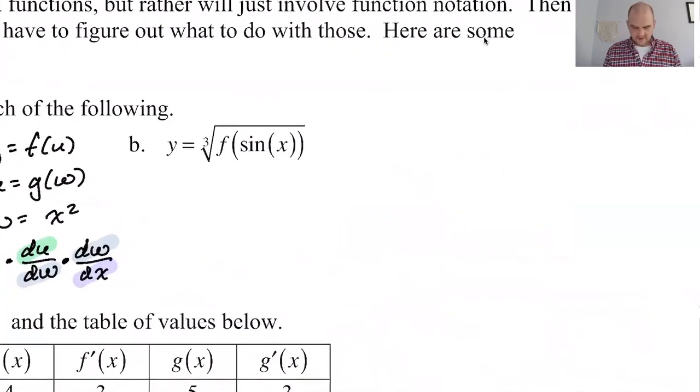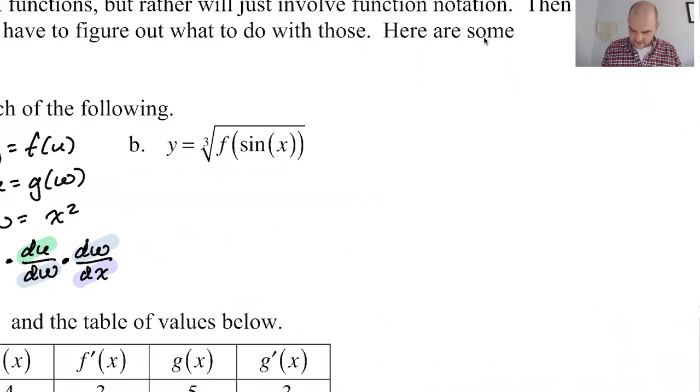Let's write down in this function what we see happening. If I gave you an x value, the first thing you would do is find the sine of x. So that's actually going to be the last thing that we take the derivative of. The next thing, after you find the sine of x, you'd find f of whatever you got. That's going to be the second to last thing we take the derivative of. Then, when you get that number, you take the cube root. Cube root is going to be the first function we take the derivative of.